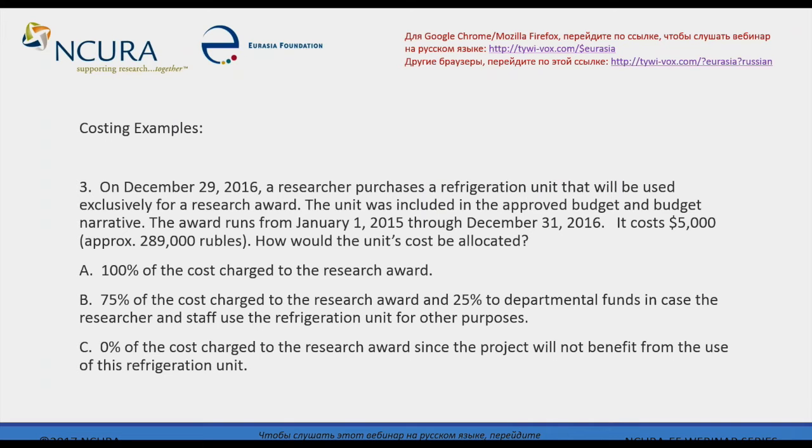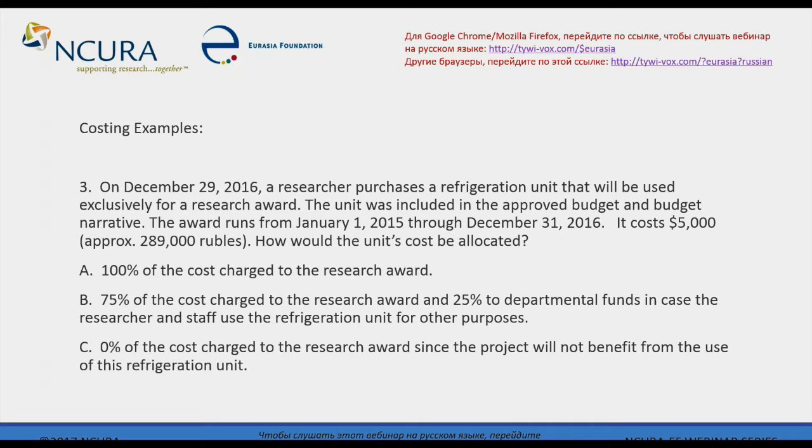Our third example, on December 29, 2016, a researcher purchases a refrigeration unit that will be used exclusively for a research award. The unit was included in the approved budget and budget narrative. The award runs from January 1, 2015 through December 31, 2016. It costs approximately 289,000 rubles. How would the unit's cost be allocated?